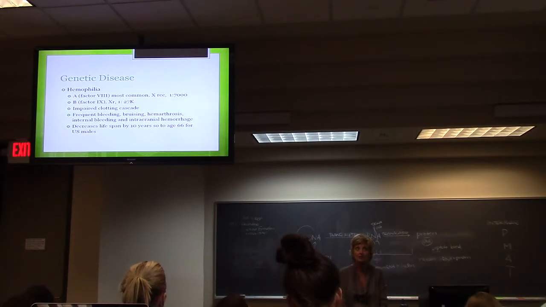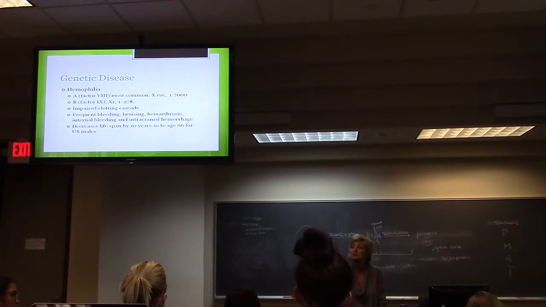I put XR there. One in 27,000, one in 7,000. Impaired clotting cascade, frequent bleeding, bruising. Hemarthrosis is bleeding into the joints. That's painful. Internal bleeding, intracranial hemorrhage, bleed in the brain. Decreases lifespan by 10 years, so that's not a ton. Lifespan for a U.S. male here in the U.S. is 76.